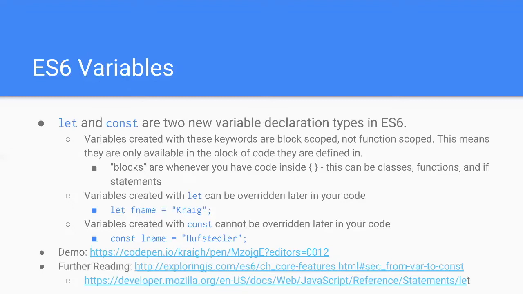And a block just means anything inside of curly brackets. So an if statement, for instance, is considered a block. So if you have an if statement and you say let name equals Craig inside that if statement, after that if statement is over and you've got your closing curly bracket, that variable is no longer available to you because it's only scoped inside of that block of code.